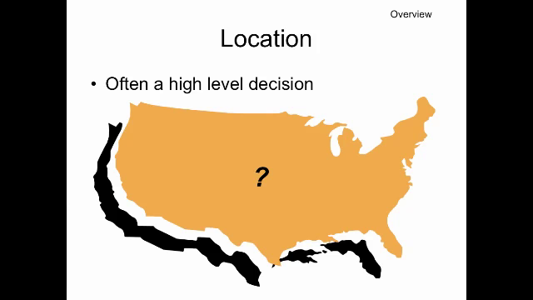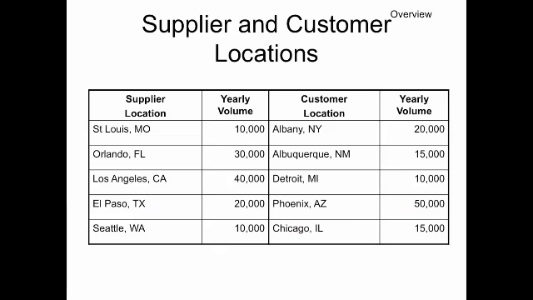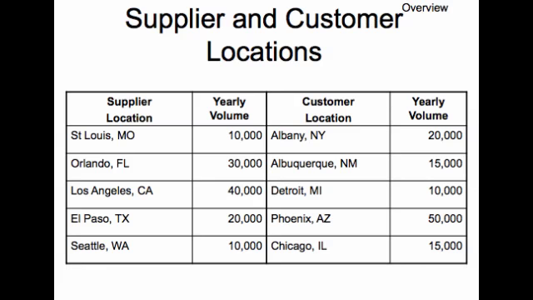So if we look at the United States, just as an example, although this could be the world, we look at the supplier and customer locations in the United States. You can see here that the suppliers are located in these various places, and the customers are here. So we're getting things from them and we're distributing it to them. And this is the volume that goes through each of these facilities. So it's kind of a weighting associated with them.